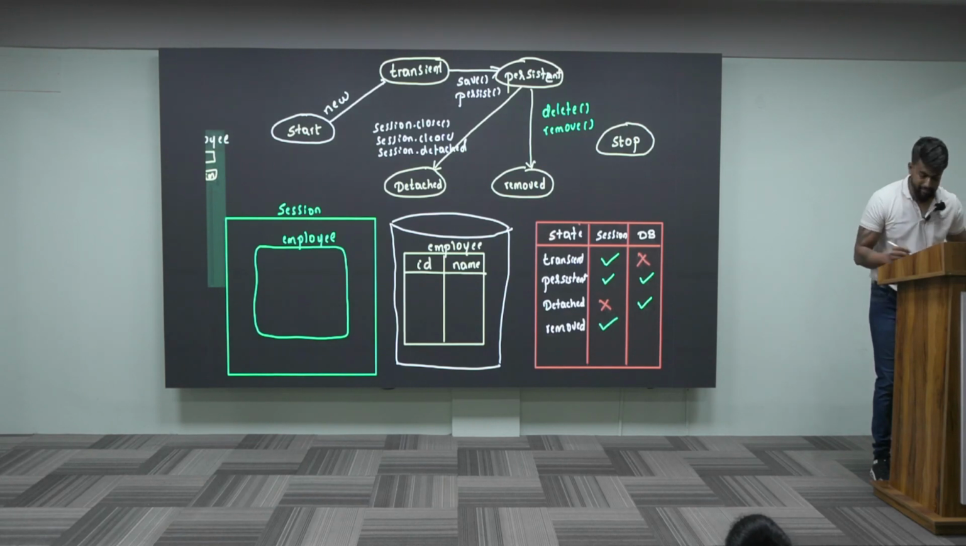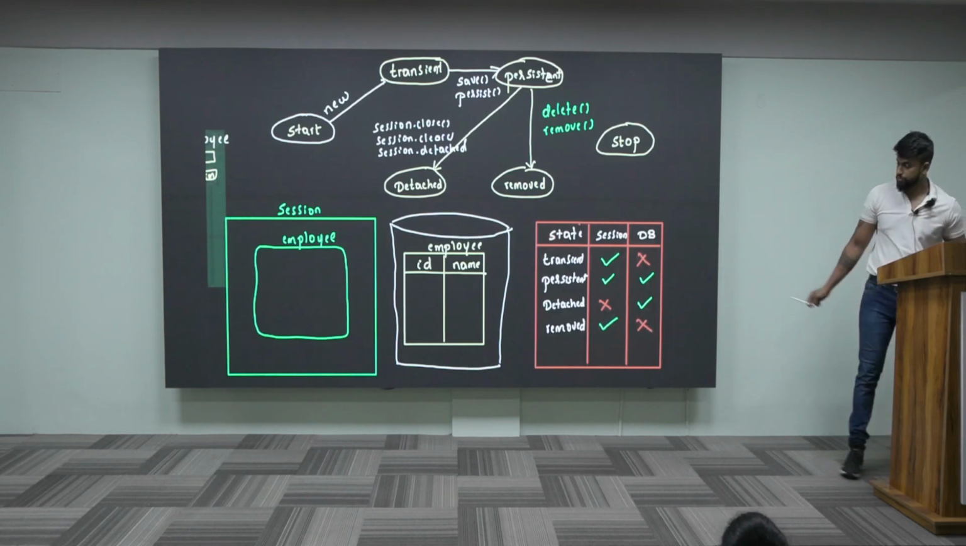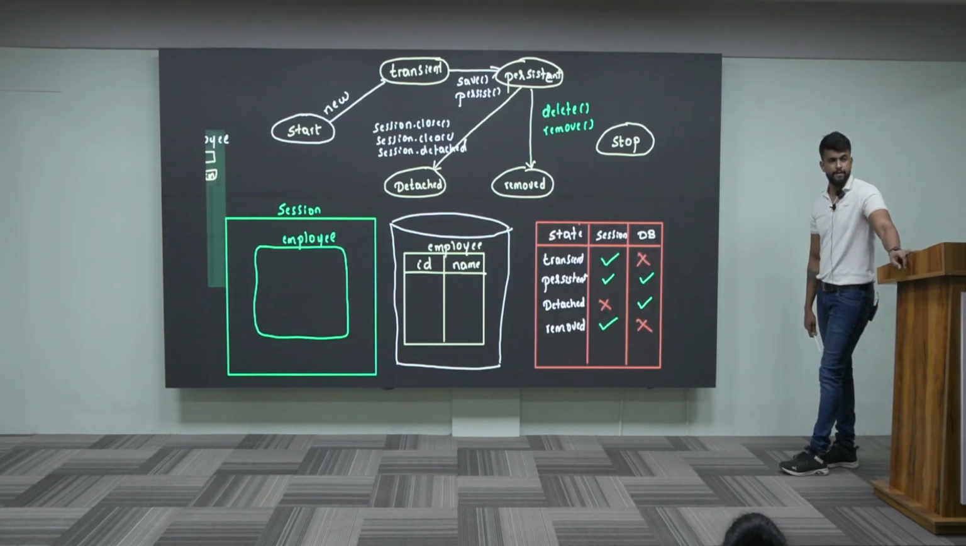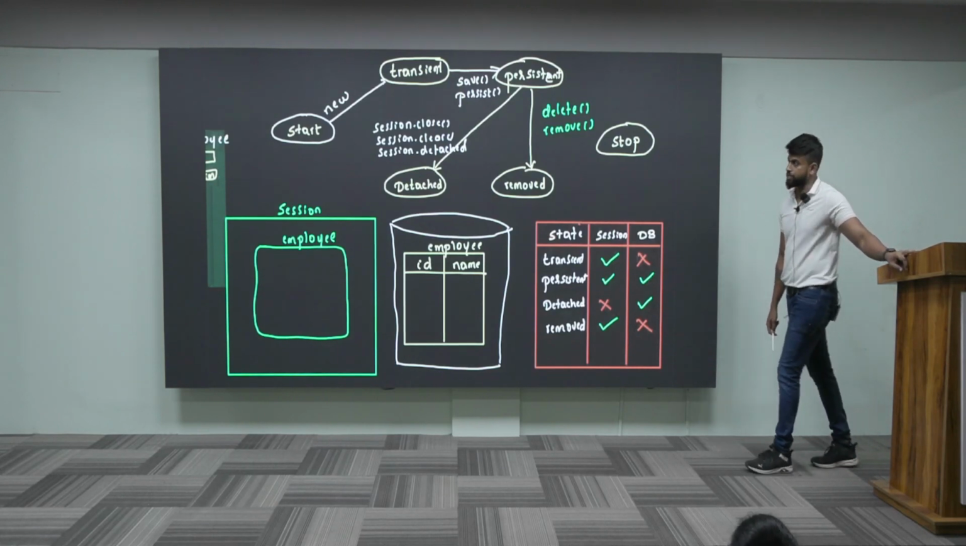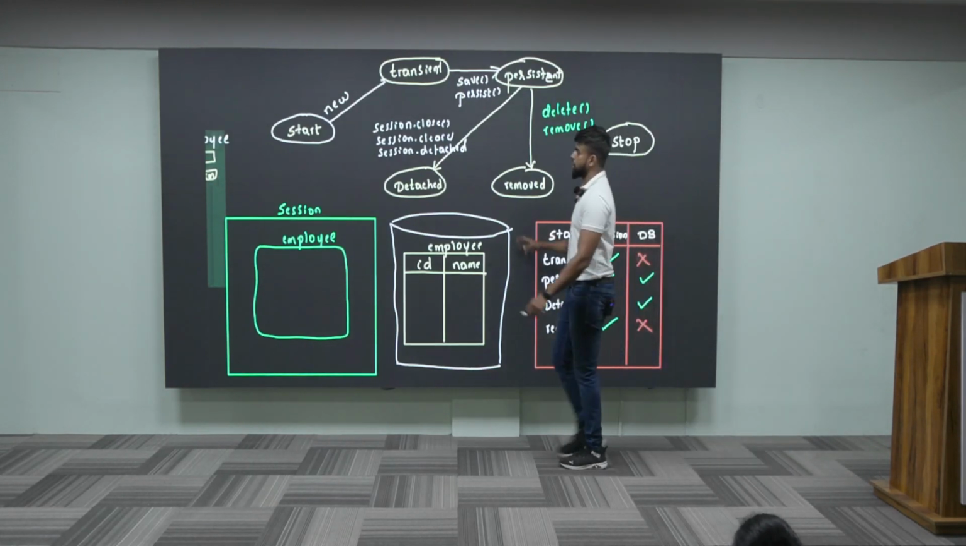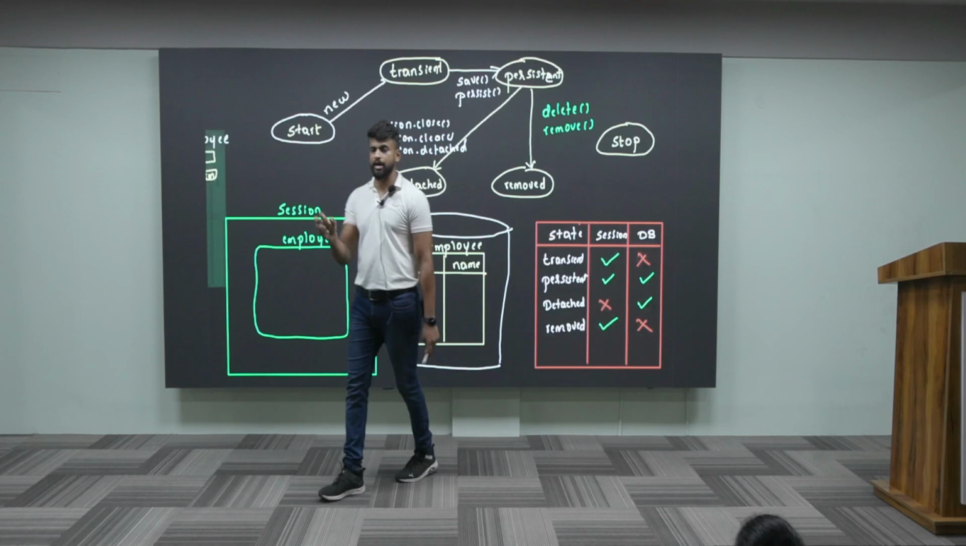And is it there in the database? Is it there in the database? So 100% it is not there, and that is what I'm showing you. I'm just putting this understanding. So all of these are the states of an object in Hibernate.